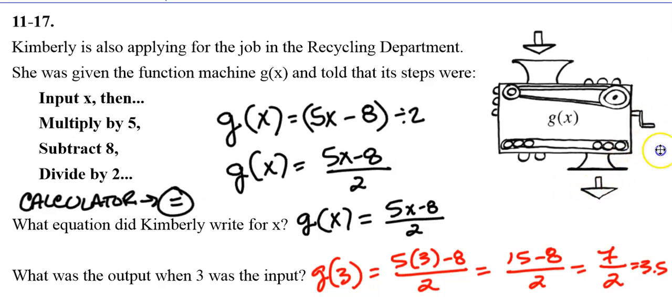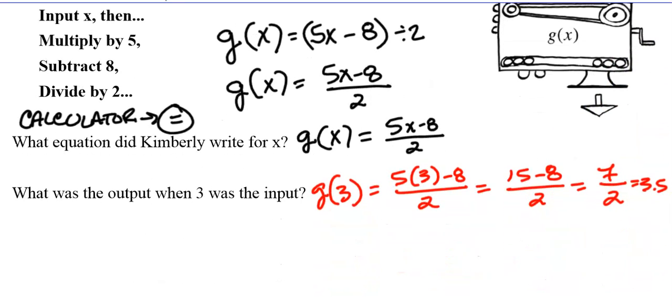So we could simply say that g of 3 is 15 minus 8, which is 7, and then you divide everything by 2, which is 3.5. So if we put in 3, this is our output here. We get out 3.5. So that's what we get.